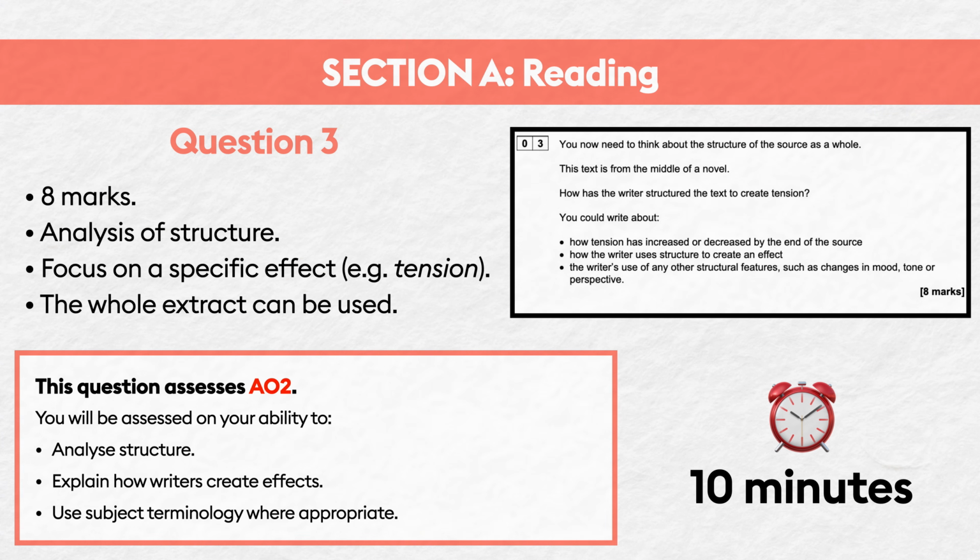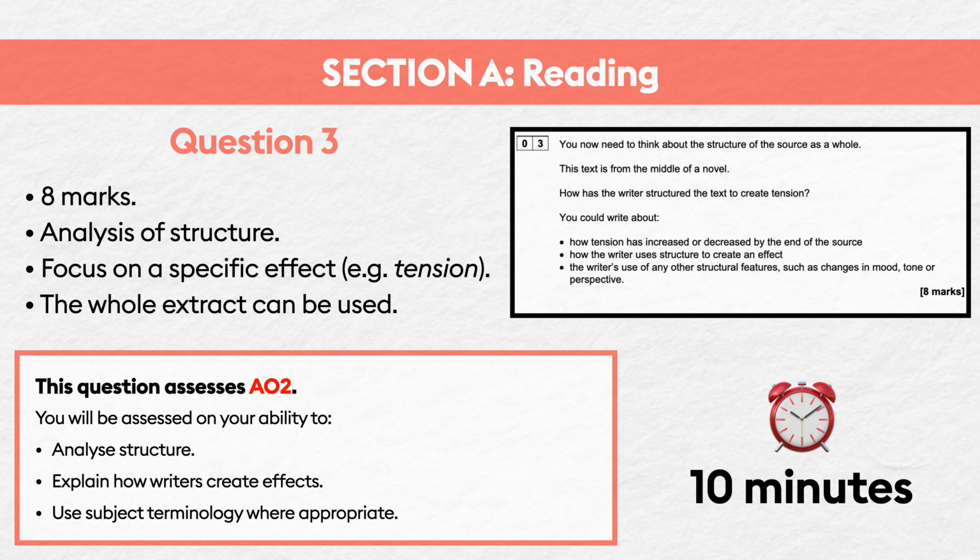Question 3 is also worth 8 marks. This question asks you to analyse structure. Question 3 focuses on a specific effect. For example, it might ask how the writer structures the text to create tension. For this question, you can use the whole extract. This question assesses AO2, just like question 2, but this time the focus is structure rather than language.